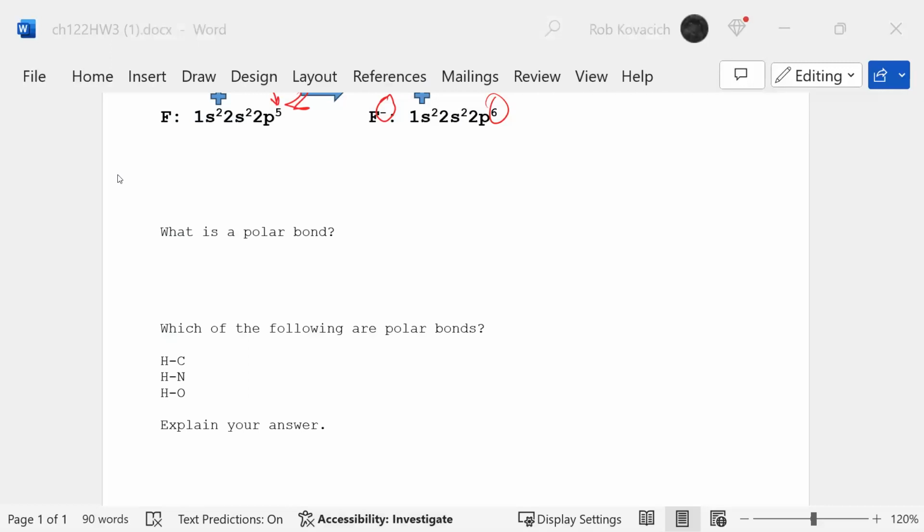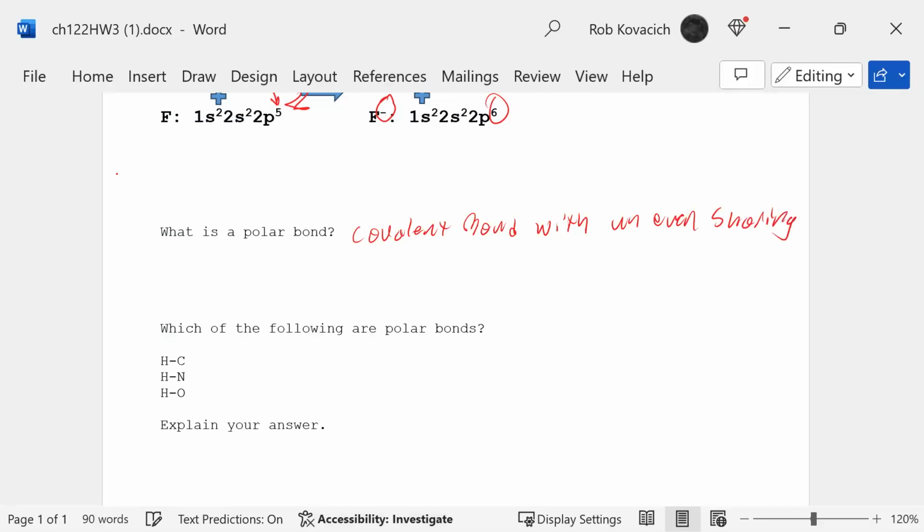All right, polar. What do we have for a polar bond? You could go two different ways with answering this, and I saw both on the homeworks that were submitted. Well, it is a type of covalent bond, but has an uneven distribution of electrons. So a covalent bond is sharing of electrons, and this is a covalent bond that has uneven sharing of electrons. That's a perfectly valid answer.